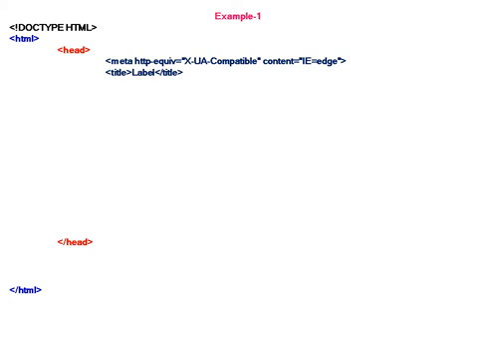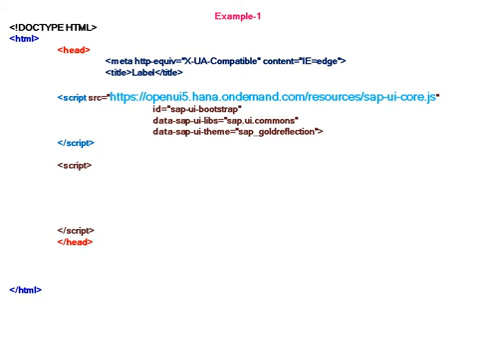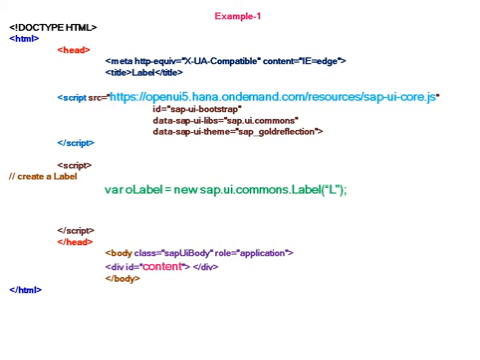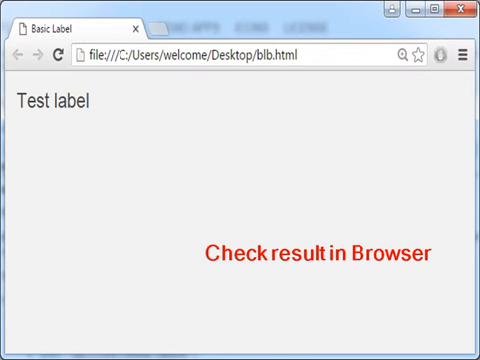In the first example, we create a label and the theme is gold reflection. So here we create a new label with text "test label", and we place this label in the DOM element. If you check the result in the browser, you can see the text that is "test label".